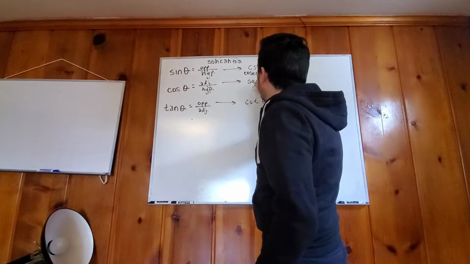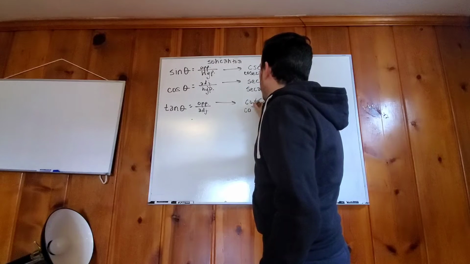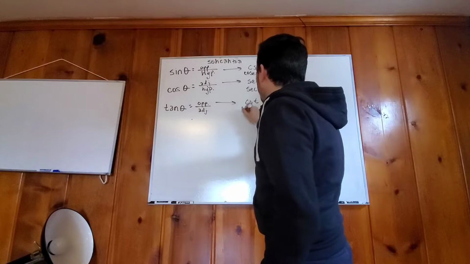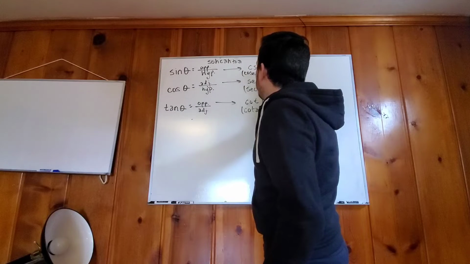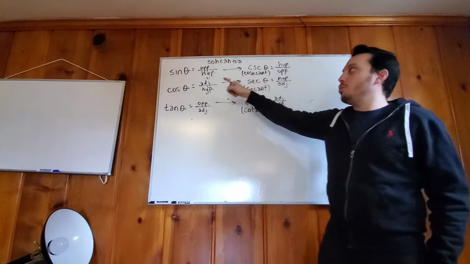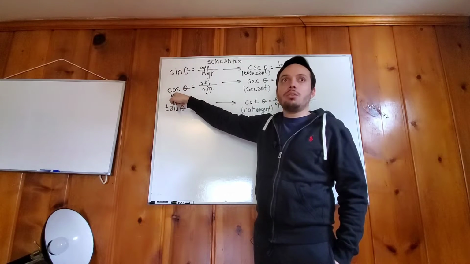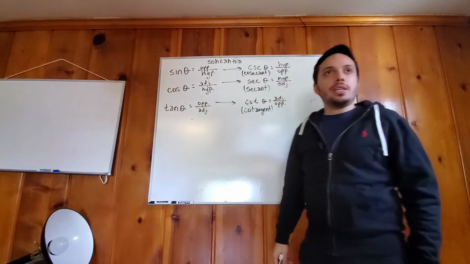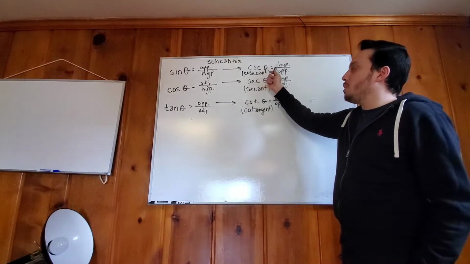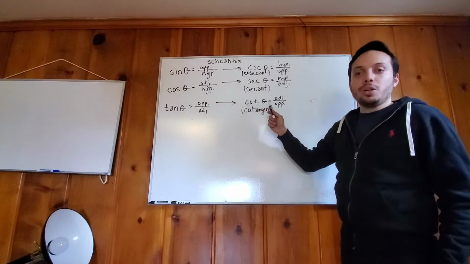Cosecant, secant, and cotangent. You don't have to really memorize the whole name. Just know how to say it and learn the shorthand. So this was sine, not sin, sine. This is cosine, not cos. And this is tangent, not tan. So cosecant is CSC, cosecant. Secant is SEC, secant. And cotangent is COT.